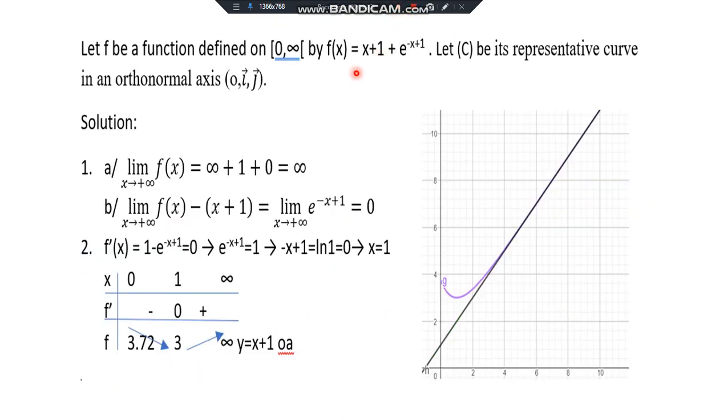Now we have f of x equal x plus 1 plus e power minus x plus 1. So first of all, we do a limit at plus infinity. So this is infinity plus 1 plus 0, infinity. Now I want to ask you, show that y equal x plus 1 is an oblique asymptote. You do f of x minus (x plus 1). You're left with e power minus x plus 1, e power minus infinity, 0.